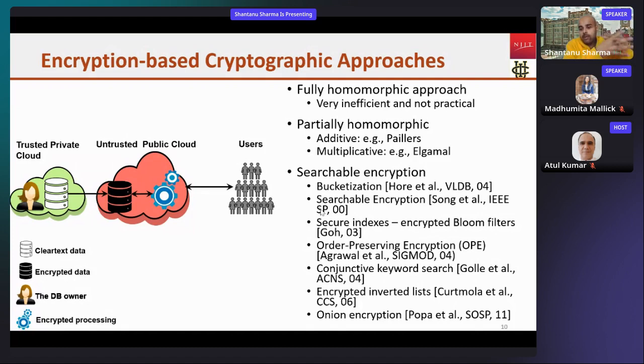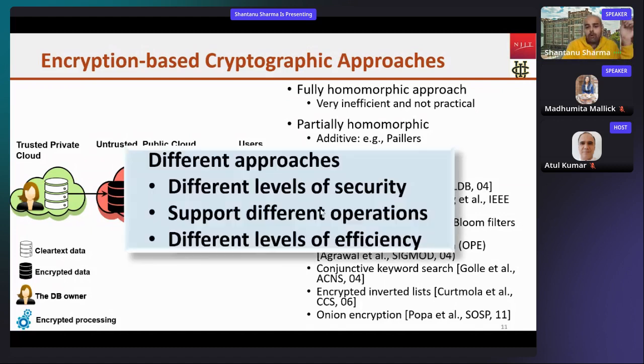Then other select search methods for conjunctive search or disjunctive search, how we can perform these different types of searches over encrypted data. All these techniques have different levels of security. Some of them can provide security against, let's say, frequency count attack or output size attack, but another one supports security against access pattern attack.